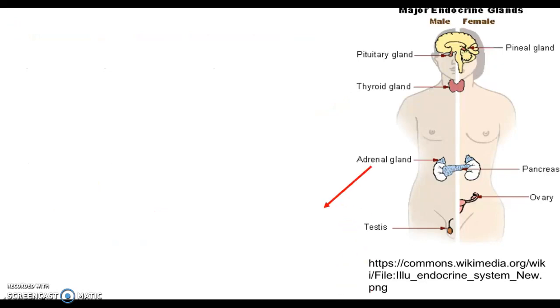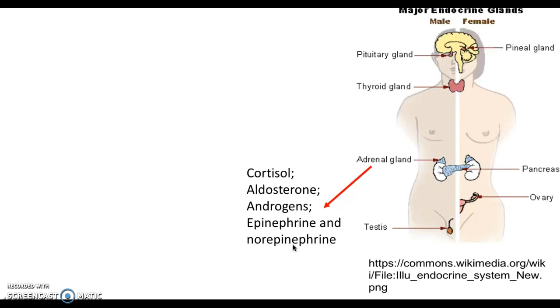Okay, so the next gland we will talk about are the adrenal glands. These are paired glands. You can see them here. Sometimes they're called suprarenal glands because they sit on top of the kidneys here. And the adrenal glands actually are responsible for the production of several hormones, including cortisol, aldosterone, androgens, and then epinephrine and norepinephrine. And you may remember them from the discussion of the nervous system as neurotransmitters in the sympathetic division of the autonomic nervous system.